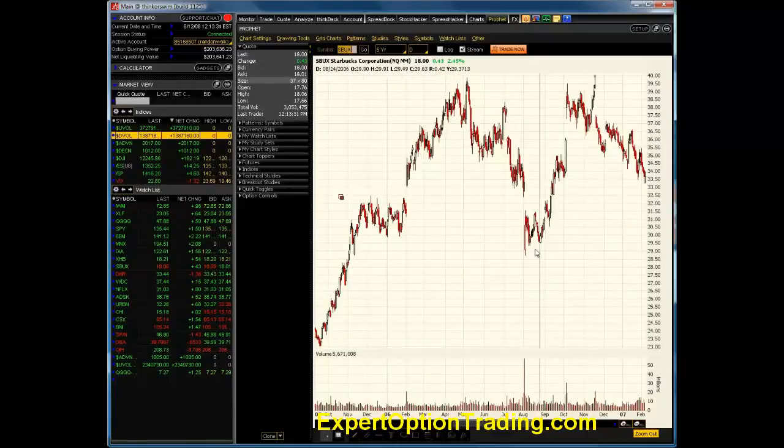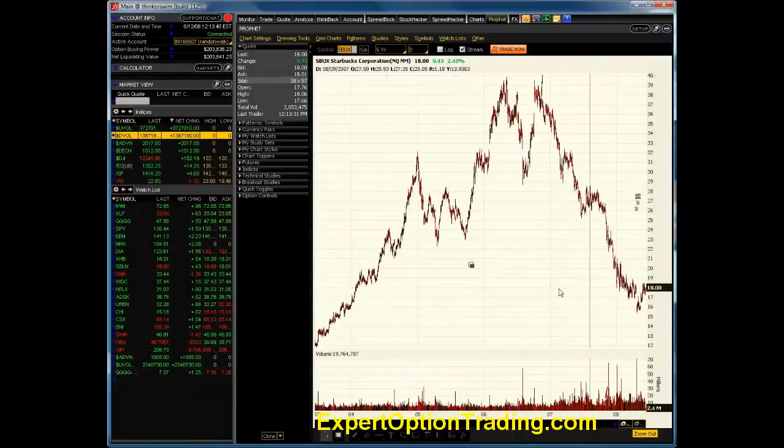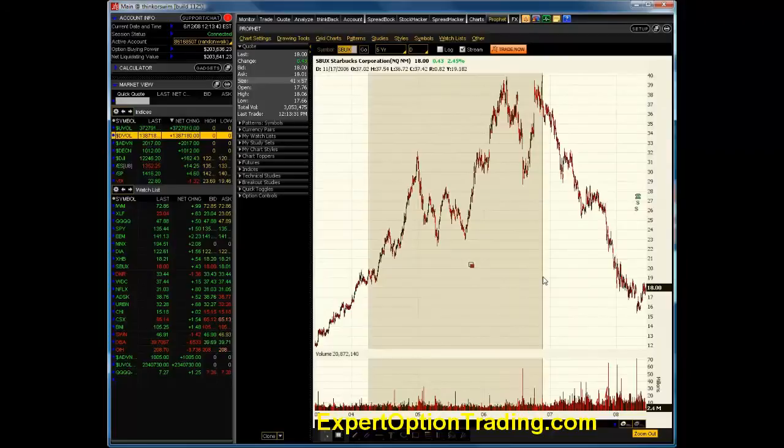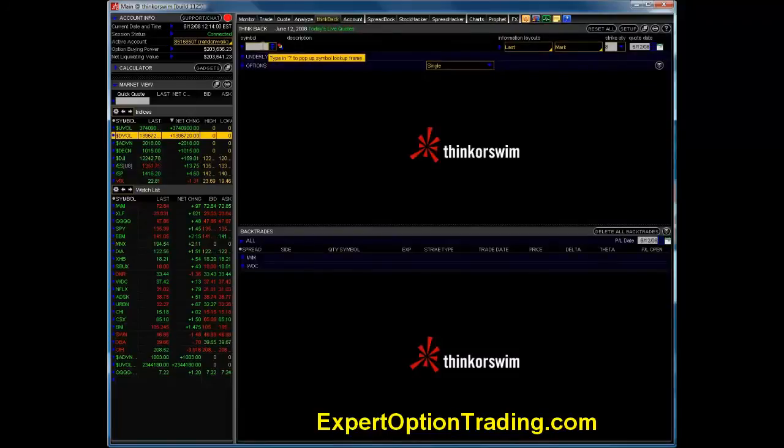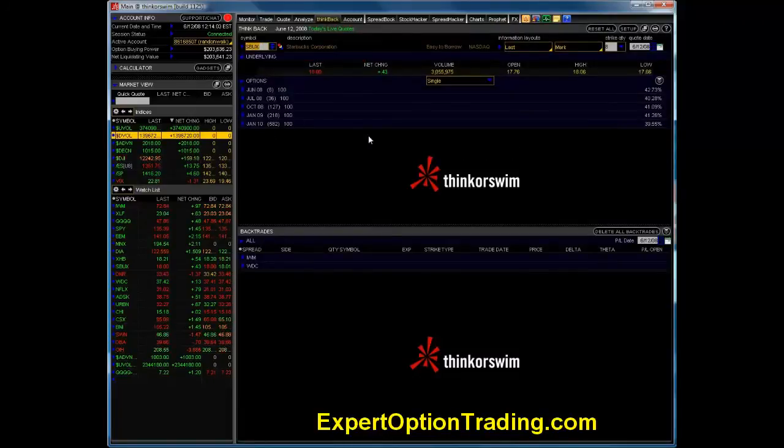Now tell me the truth. If you saw only this part of the chart, what would you think about this stock? You think, hey, this thing is going up. This could be going up for quite some time. So let's go back to November 16th, 2006 in our Think Back tab. Let's call up the Starbucks symbol. Let's change the date to November 16th, 2006.